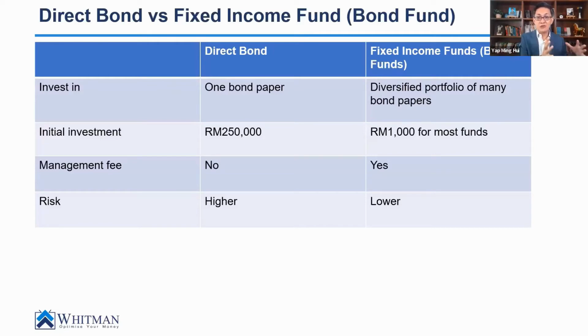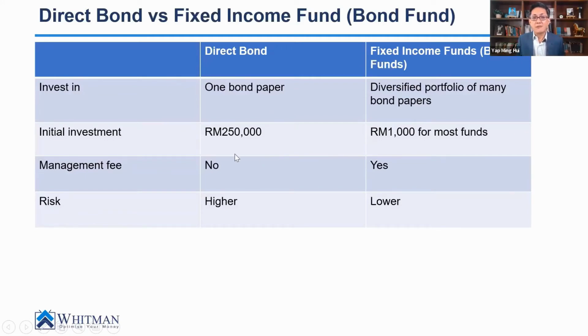But if you were to invest, say for example, an initial investment of 250,000 into one bond paper, even though this is a bond paper issued by a listed company, if something goes wrong with that bond paper and the company is not able to pay the coupon or can't even pay the capital back to you, then your 250,000 is at risk. So for bond fund, you do not need to put so much money. You can put 10,000, 20,000, so it's diversified.